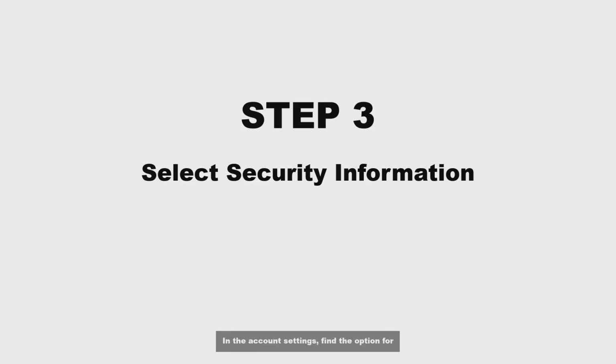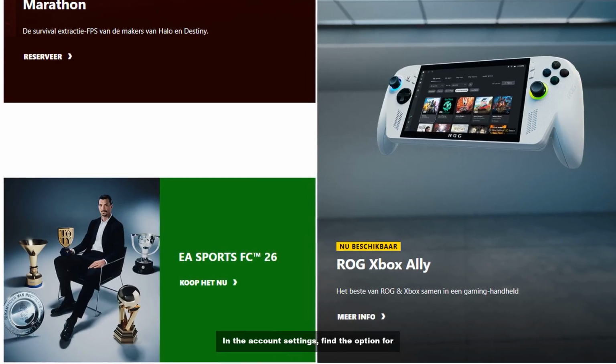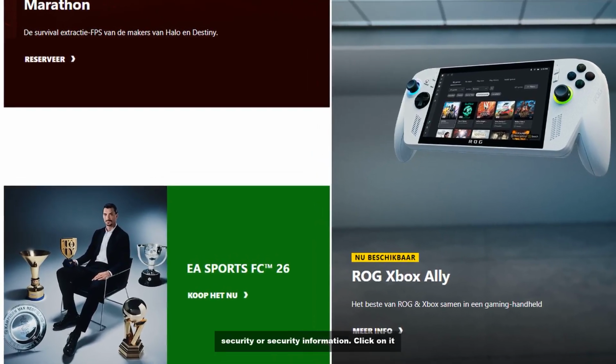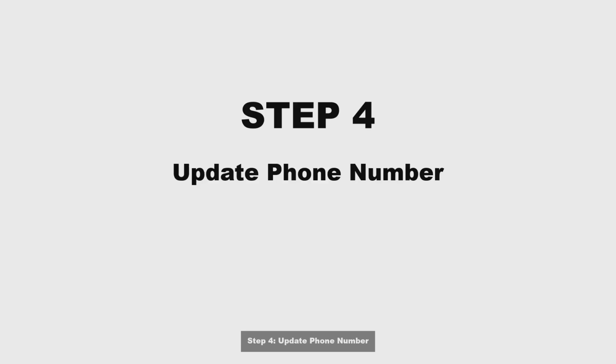Step 3. Select Security Information. In the Account Settings, find the option for Security or Security Information. Click on it to view your current security settings.